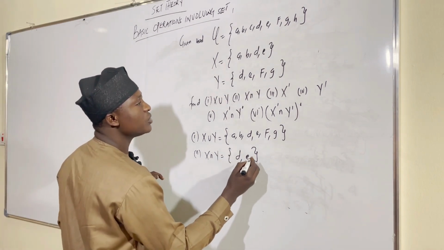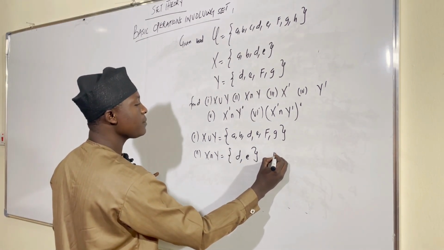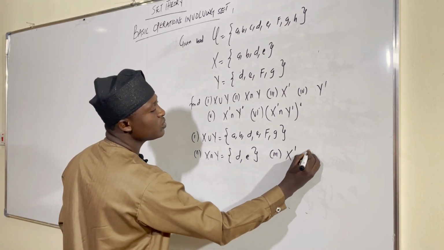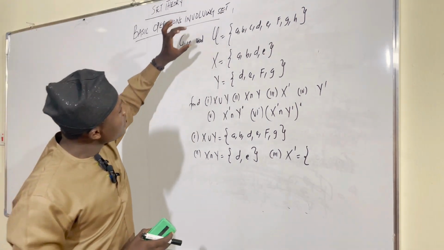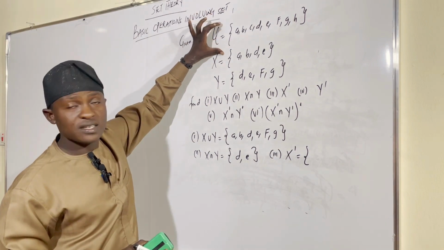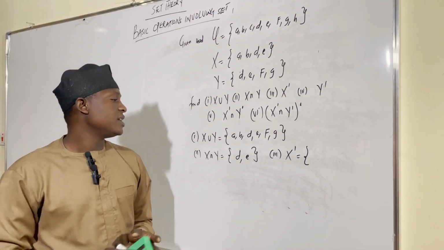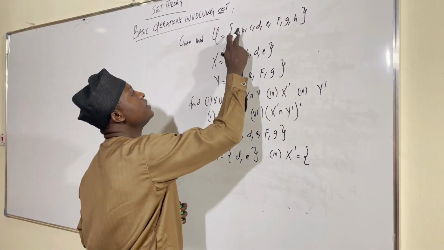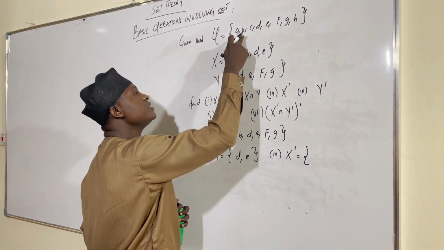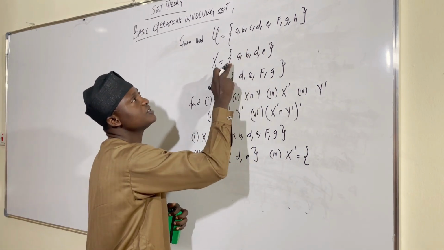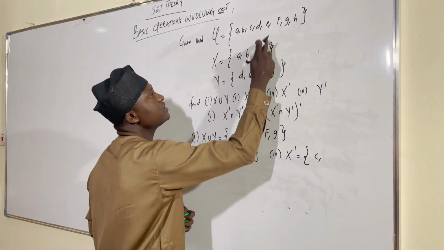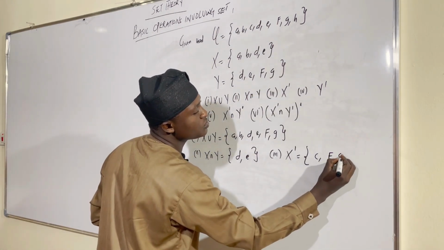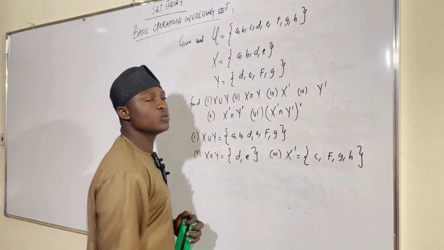Now, the next question, they say we should find X complement. You know, complement simply means the elements that are inside the universal set, but not in that particular set. Now, if you check, you have A here, there is A in X. B, there is B in X. C, there is no C in X. I pick out C. We have D, we have E, there is no F, there is no G, and as well as there is no H.